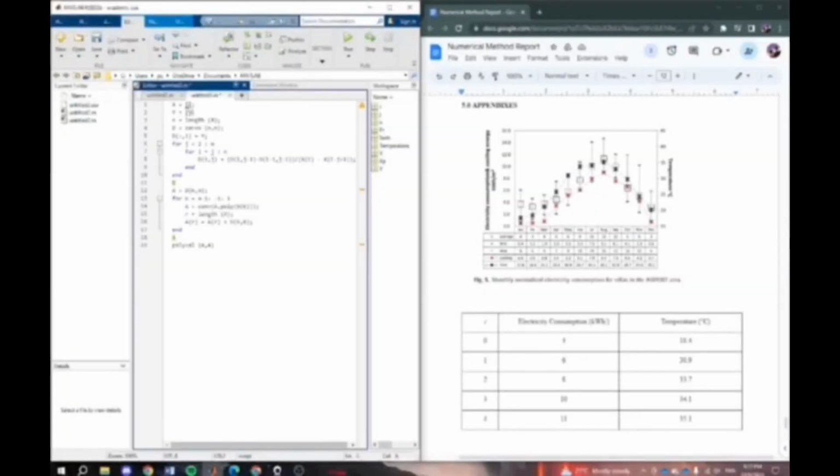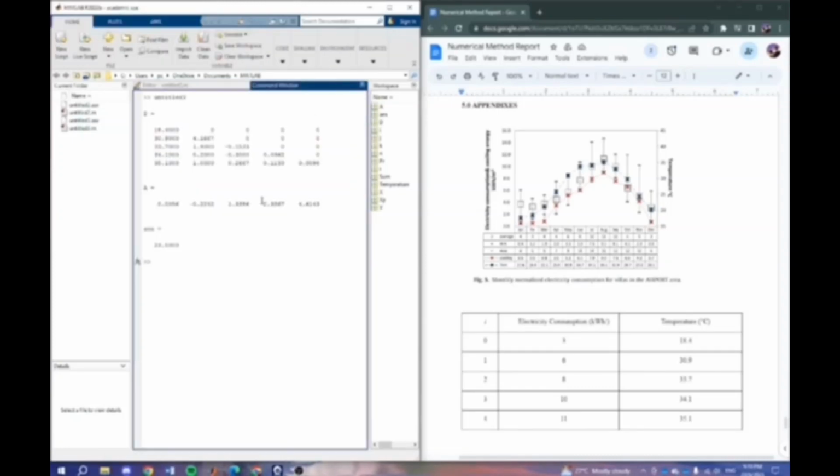Okay, so this is the coding in MATLAB. So we insert the data given, from 3 until 11. For the temperature, we use from 18.4 until 35.1. Put in the unknown that we want to find. Then we click run to see the answer. So the answer is 23.5, same as the handwritten.